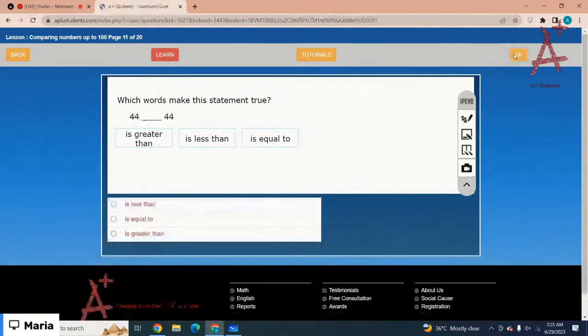Which words make the statement true? 44 and 44, which is the correct option? Yes, they both are exactly equal. 44 is equal to 44.